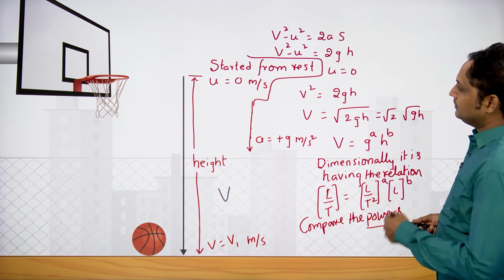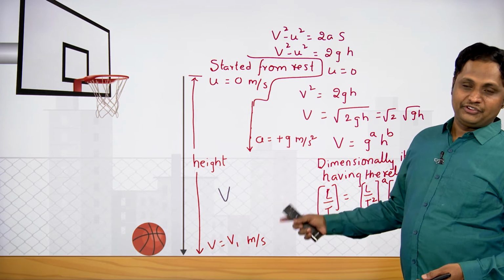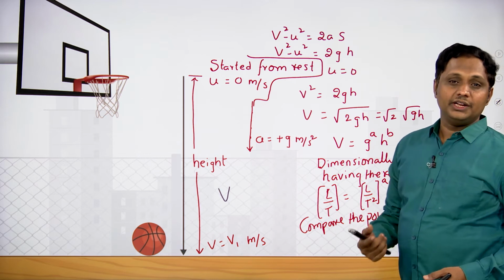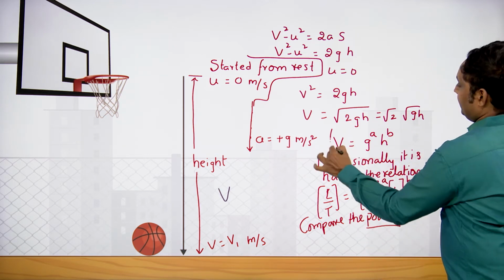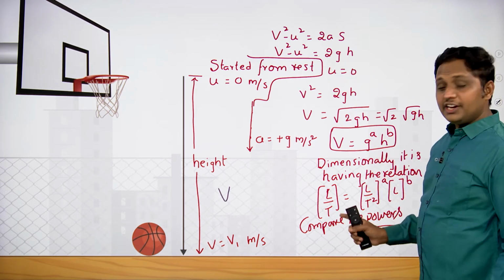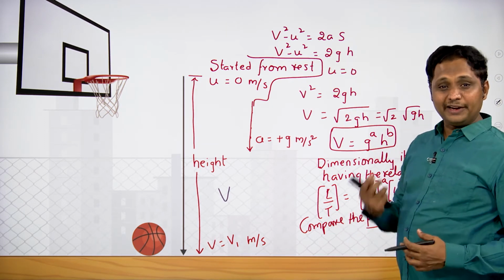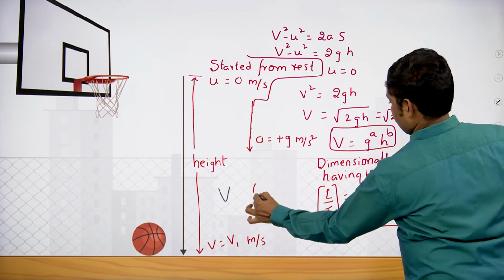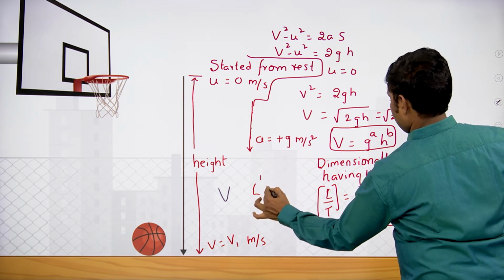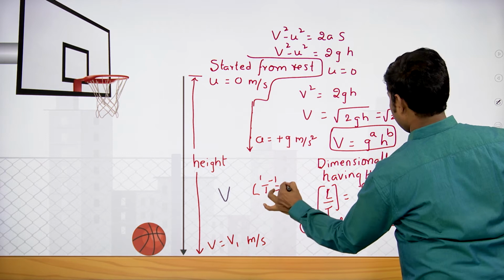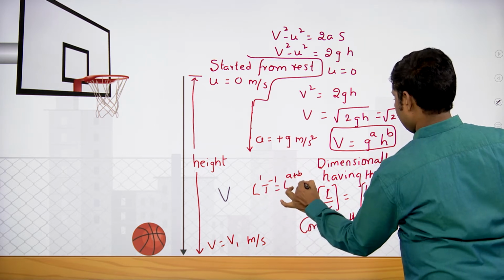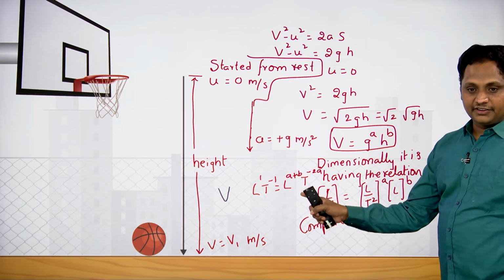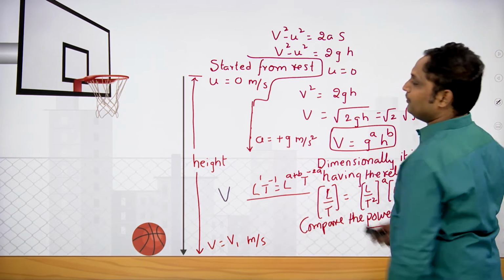In this way, we can solve the problem for the final velocity, and the quantities involved in the derived quantity of velocity can be written as this. Dimensionally, we adopt that relation by the principle of homogeneity. L power 1 into T power minus 1 is equal to L power a plus b, T power minus 2a. Is it clear that you have this relation? This is the case, and we will solve many problems.